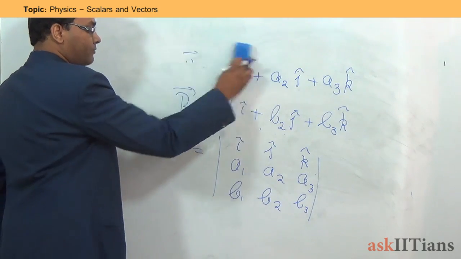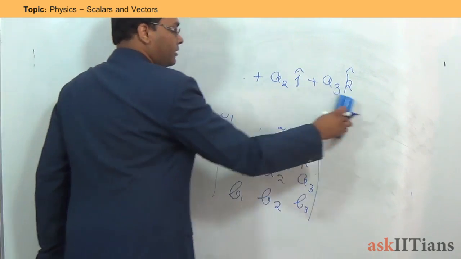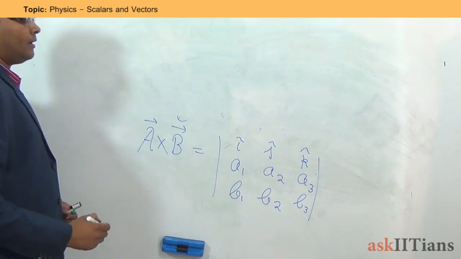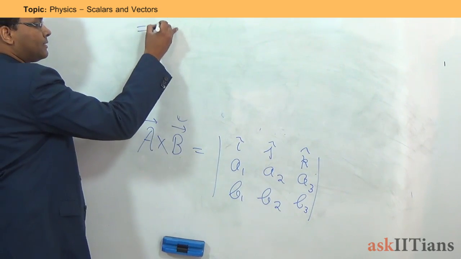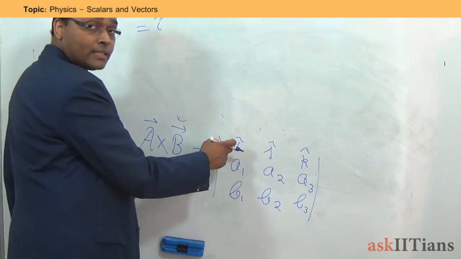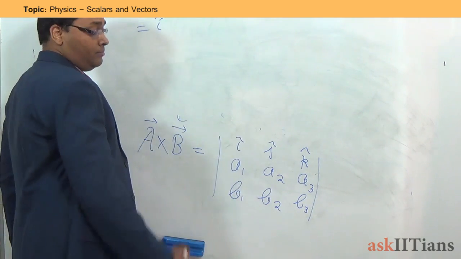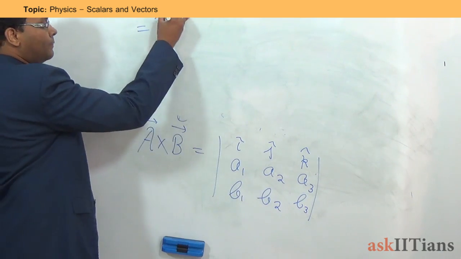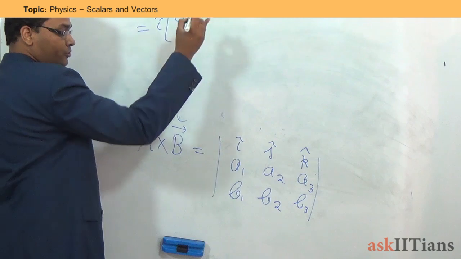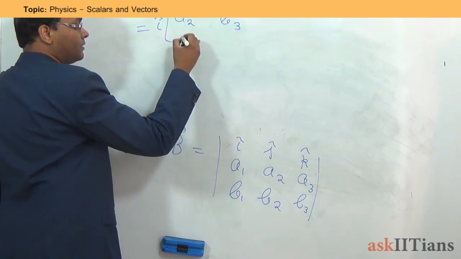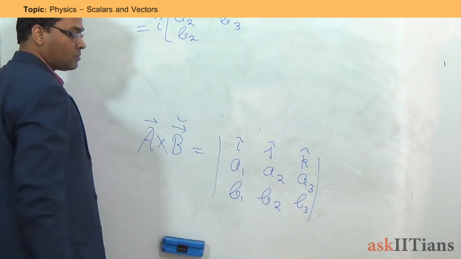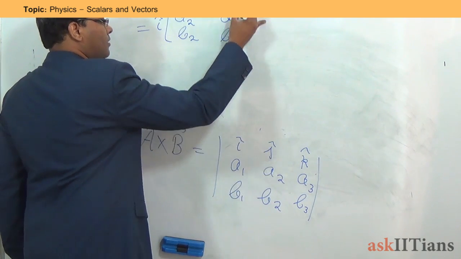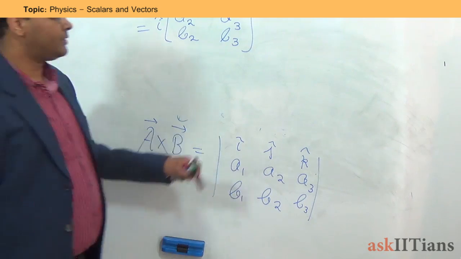And what is the resultant? Let me write down the resultant of these two vectors. I am erasing this. We have taken a note of it. So if I have to expand this, when you are expanding with respect to i, you just forget about this column and this row. So what you are left with is this particular part. So i cap with A2 B3, B2, sorry, this should be A3, this is B3, then with j cap.